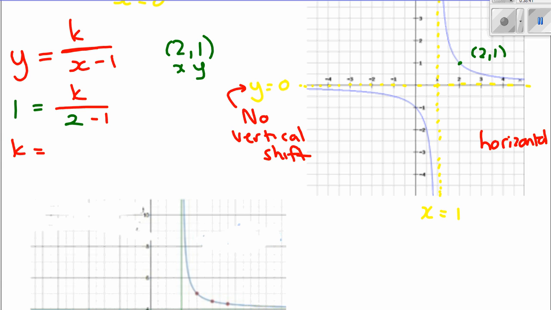Okay, so our final equation would be 1 over x minus 1. Why is it minus 1? Because horizontal translations are in the opposite direction to the sign that they give. Vertical shifts are in the same direction as what it says. So if it says plus 2 for the vertical shift, it's gone up 2. Whereas horizontal is the reverse.